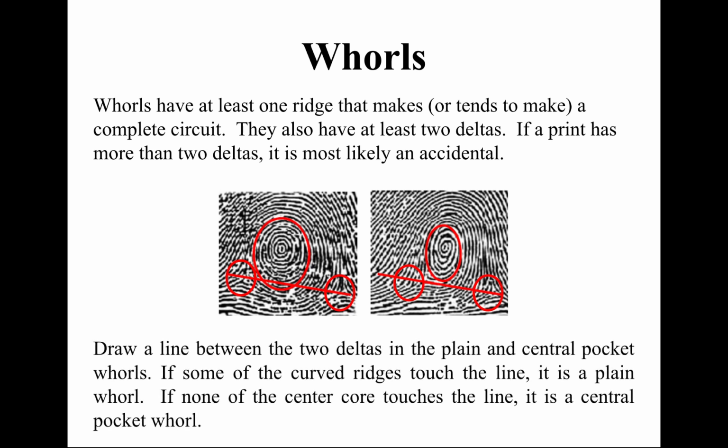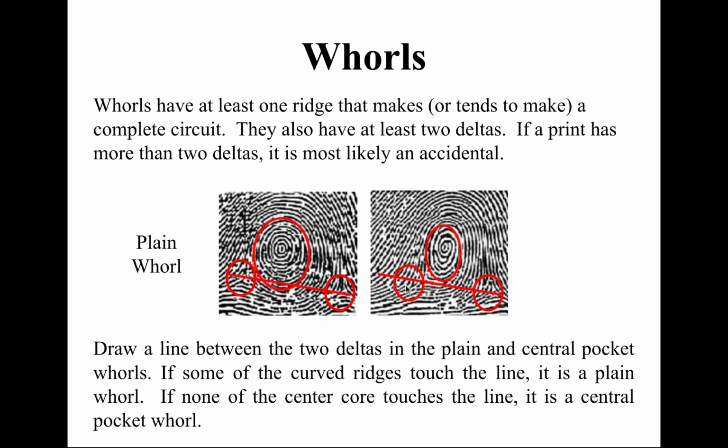And the trick with identifying whorls is you're going to locate your deltas. So here I've got one delta and my second delta. And then I'm going to draw a line connecting those deltas. And here you see the complete circuit, or the concentric circles making the whorl. So if the line drawn between the two deltas passes through the circles in the pattern, that's known as a plain whorl, because you can see the line from delta to delta will pass through the central pocket of these whorls.